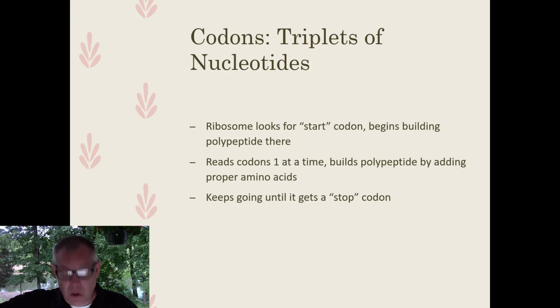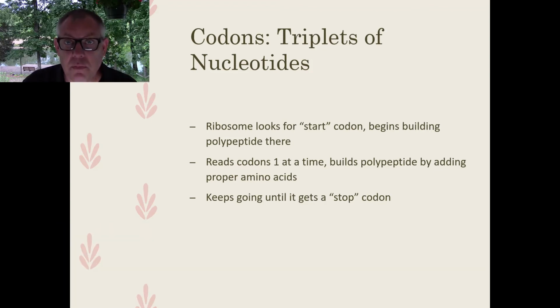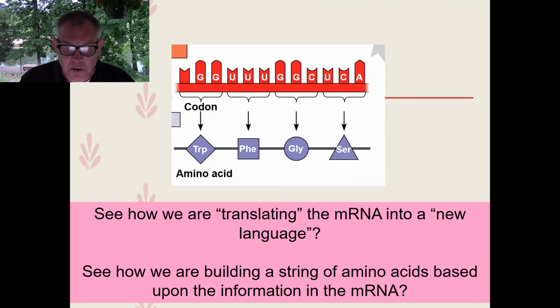And that polypeptide can go off and maybe it'll go to the Golgi apparatus and get modified a little, or maybe it'll go do its thing, but that's it. So that's how we're translating the mRNA into a new language. We're building a string of amino acids based upon the information in the mRNA.